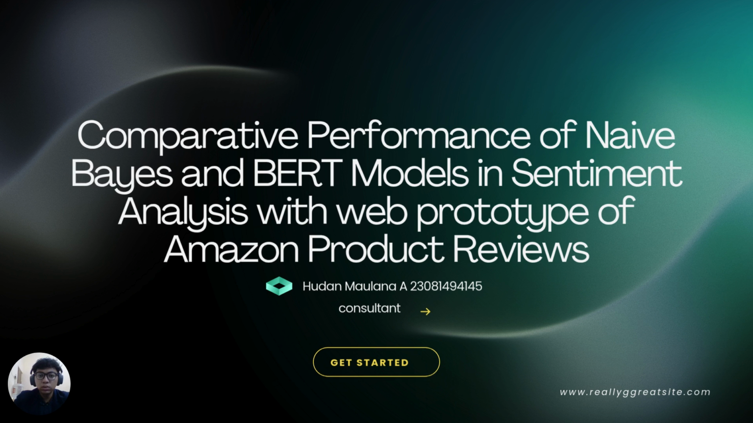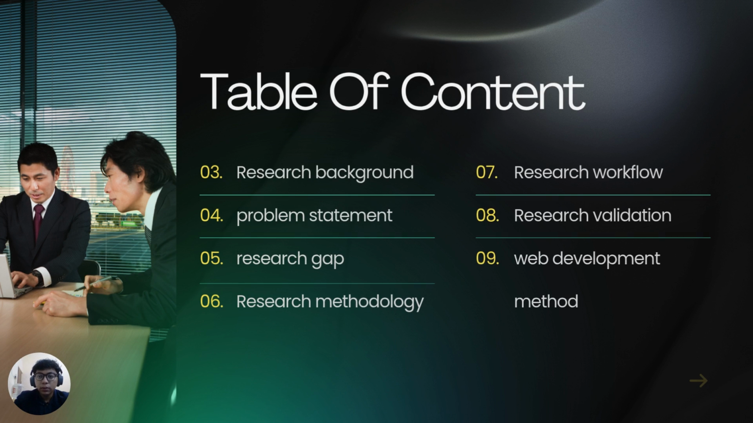Today, I want to present my research proposal with the title Comparative Performance of Naive Bayes and BERT Models in Sentiment Analysis with a web prototype of Amazon product reviews. So, what we will discuss today is the research background, problem statement, research gap, research methodology, research workflow, research validations, and the last one will be the web development method.